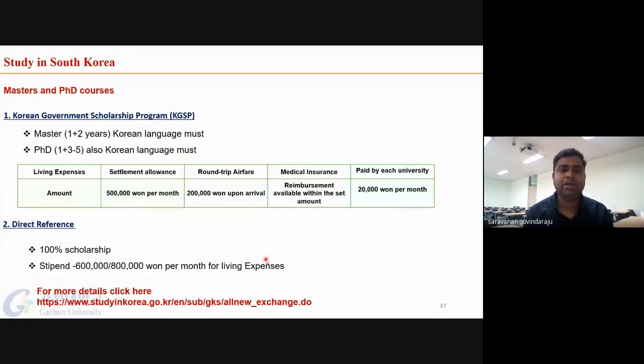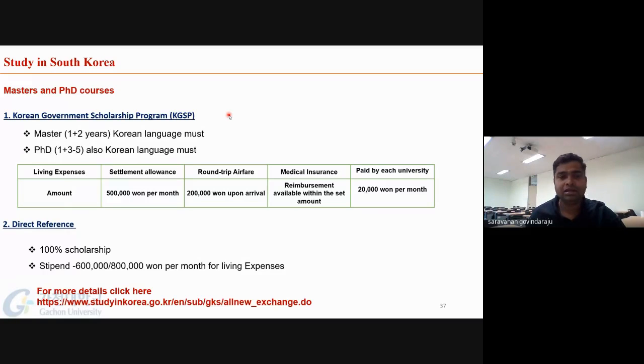If you want to do a master's or PhD course, you can choose the Korean government scholarship. It is a very good and prestigious scholarship for students. Once you finish your bachelor's degree, if you want to do a master's, which is postgraduate, or a PhD after that, you can choose this Korean government scholarship program, which is provided by the Korean government. They give a stipend of $800 to $1,000 for master's as well as PhD. It is a completely 100% scholarship. But you need an IELTS exam, which is very important to apply for the Korean government scholarship.